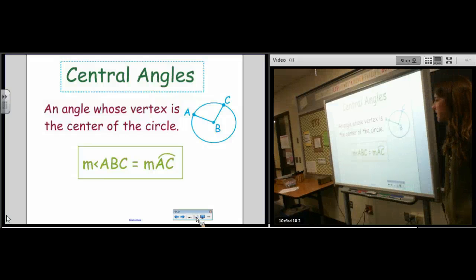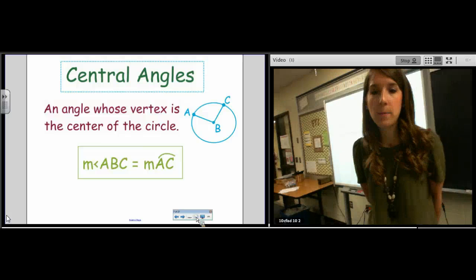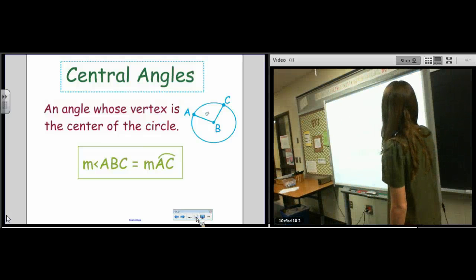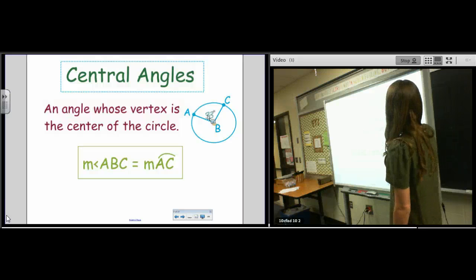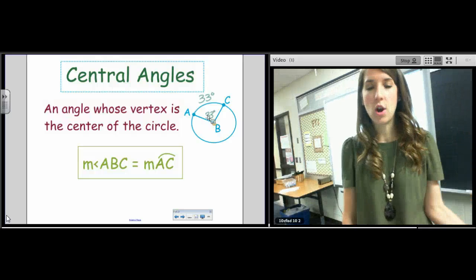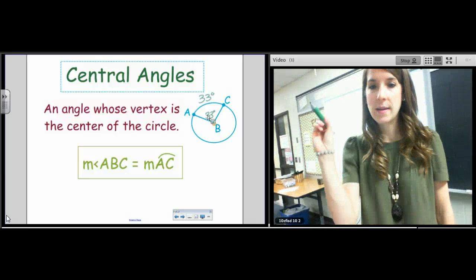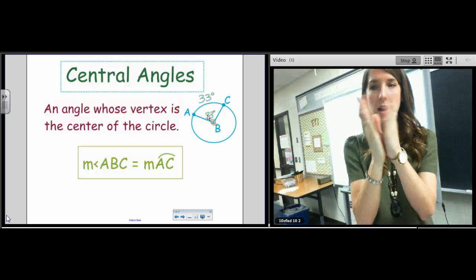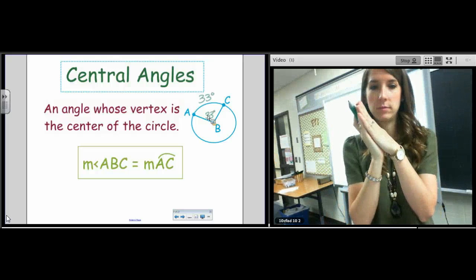So, we've already talked about a central angle. It's an angle whose vertex is the center of the circle. And when we were doing vocab, we also talked about how the measure of the central angle, like if that's a 33-degree angle, is equivalent to the measure of its intercepted arc. So the measure of angle ABC is equal to the measure of arc AC, whatever arc it opens up to.